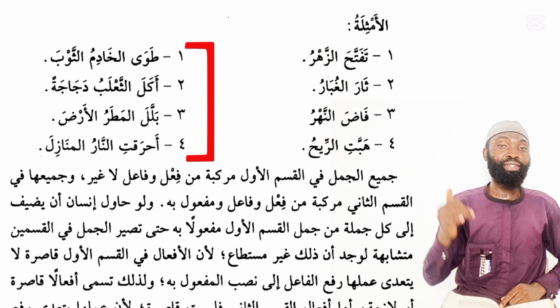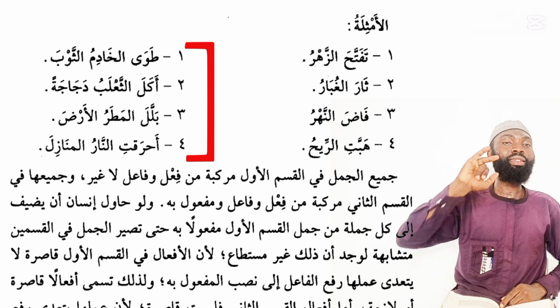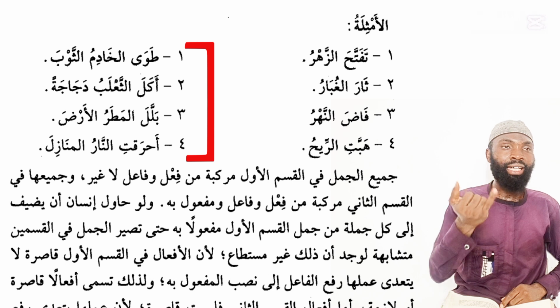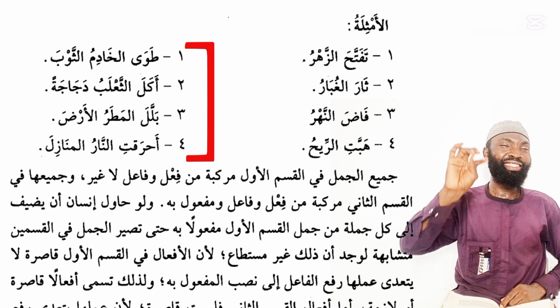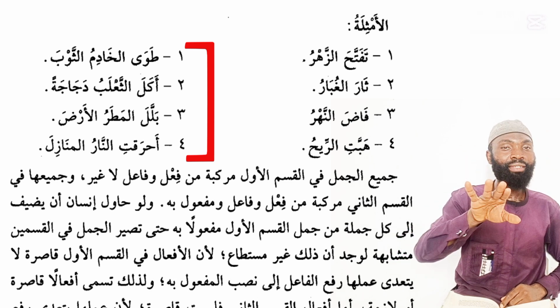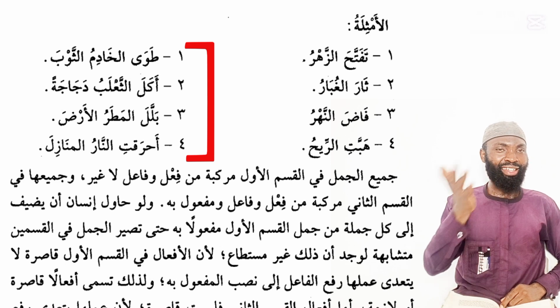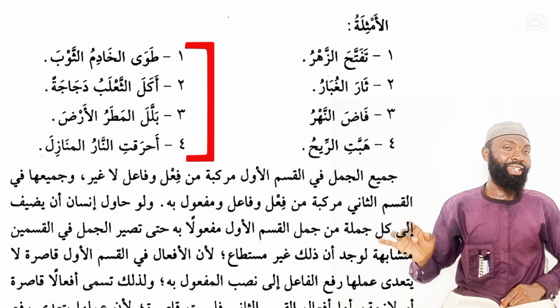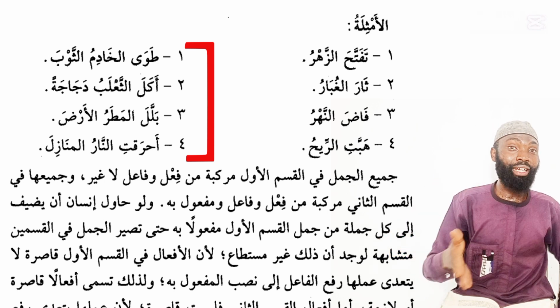Coming to the four examples on this side, let's read them out. Number 1, it says tawa al-khadimu ath-thawba. Tawa al-khadimu ath-thawba. The servant folded the cloth. The verb here is the word tawa. Al-khadimu is the subject, defined. Then ath-thawba is the maf'ulu bihi, the object. For us to be seeing an object here shows that the verb tawa is a transitive verb. Got it?